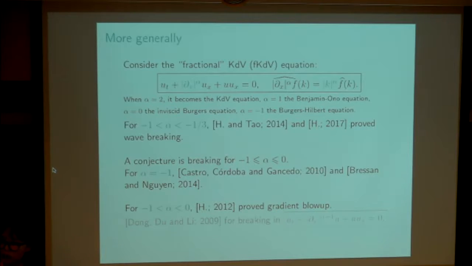Now, one possible approach towards the breaking conjecture. Some years ago, I was able to prove gradient blow up for this equation in the range of -1 to 0. In the proof, I mimicked the breaking argument for the parabolic analog, which is not showing very clearly. But anyway, parabolic analog equations enjoy the maximum principle, so gradient blow up implies wave breaking. So if one can manage to establish an a priori bound for the solution to the FKdV in this range, then you have a winner.